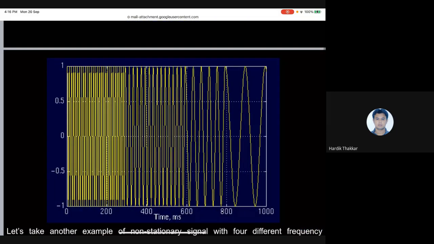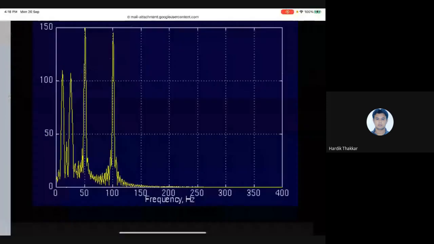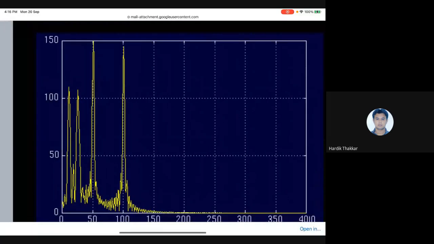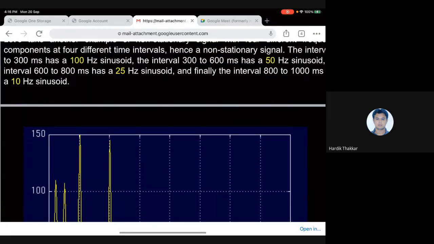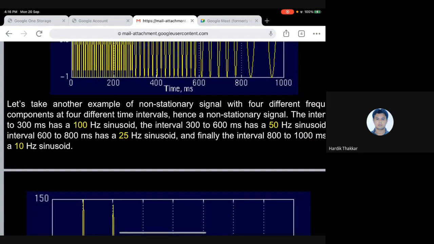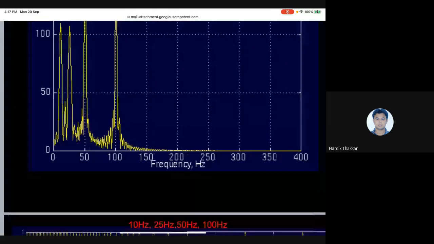Again, this is a similar kind of signal. Okay. So if I apply the FFT, here you can see, again, this is the same signal. I mean, same sinusoidal signal having the same kind of components: 10 hertz, 25 hertz, 50 hertz, 100 hertz, right? But see how they look different. Same signal.